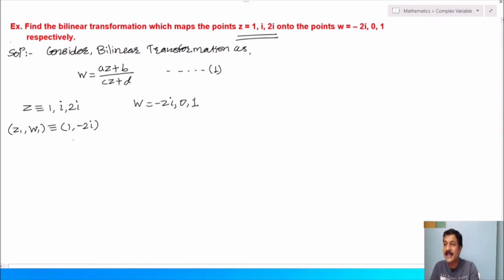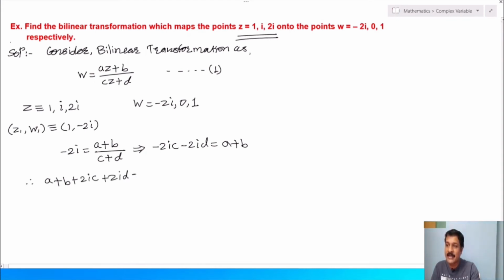So I am getting here W, which is minus 2i, equal to, what is Z? Z is 1. So A into Z means A plus B upon C into Z means C plus D. So this implies that now multiply like this. I am getting minus 2iC minus 2iD equal to A plus B, and therefore here the equation is A plus B plus 2iC plus 2iD equal to 0. This is equation number 2.